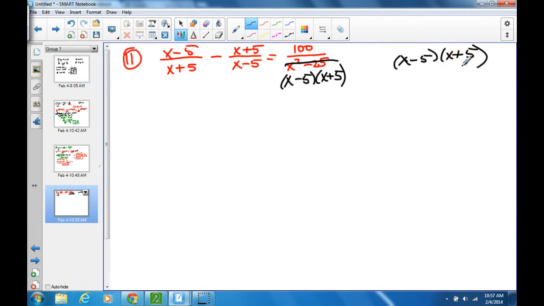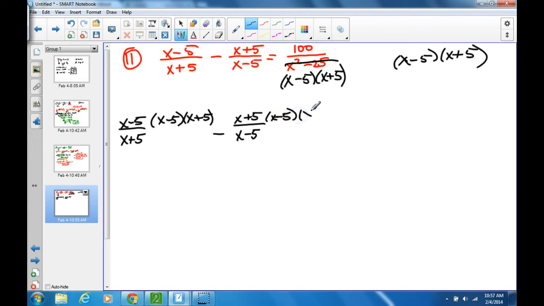Okay? So let's do that. We have x minus 5 over x plus 5 times this. And do the same thing for the second term. A lot of writing. I like the next step of this when you get to actually start crossing things out. That's fun. It's like checking things off your list.